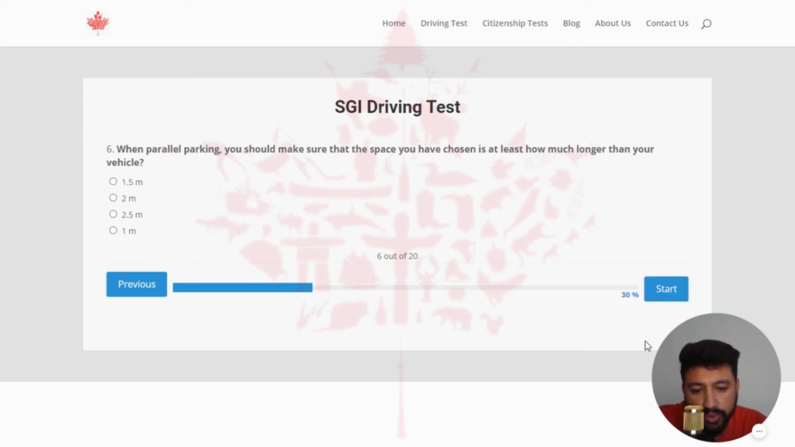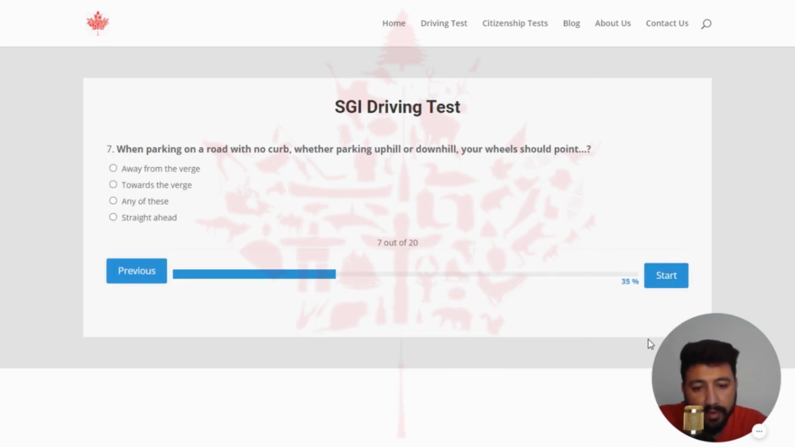Next, the sixth question is when parallel parking, you should make sure that the space you have chosen is at least how much longer than your vehicle. The right answer of this question is 2 meters. Next, when parking on a road with no curb, whether parking uphill or downhill, your wheels should point. The right answer of this question is toward the verge. So I'm going to select the second one.